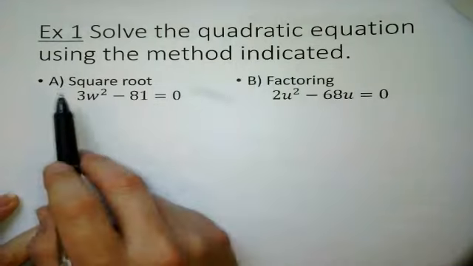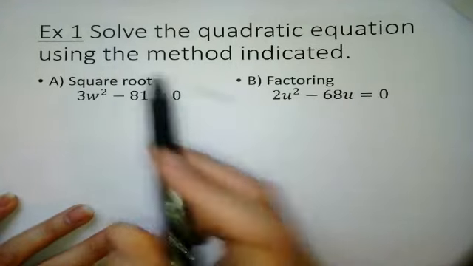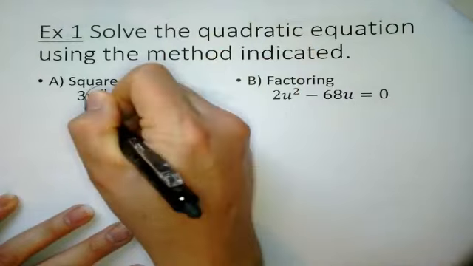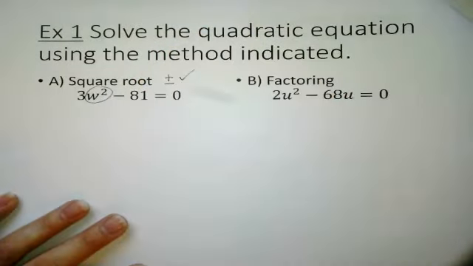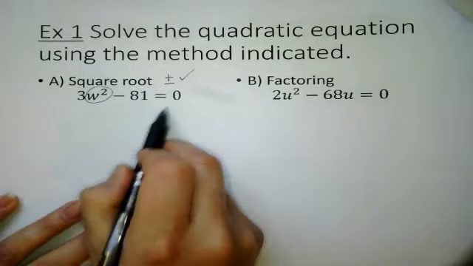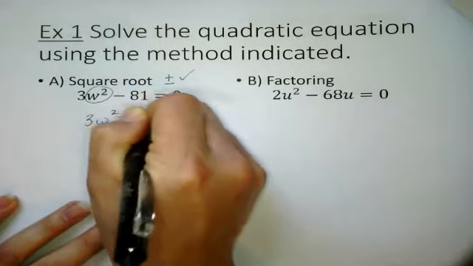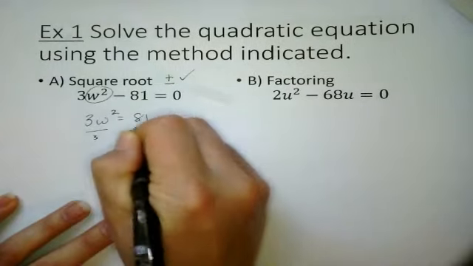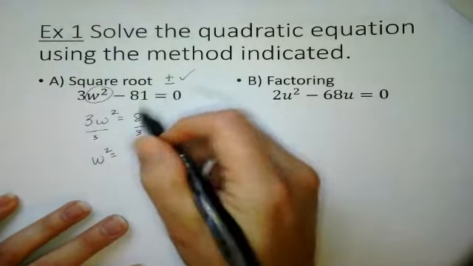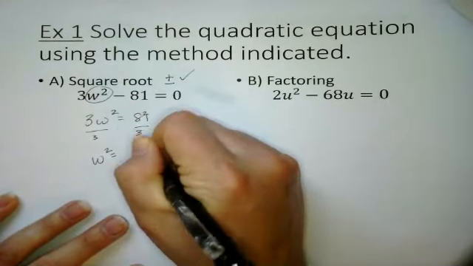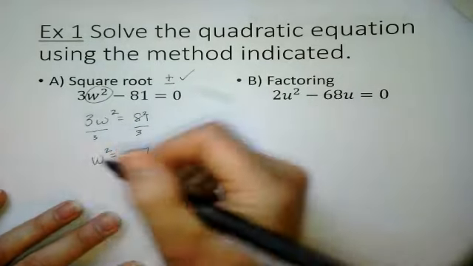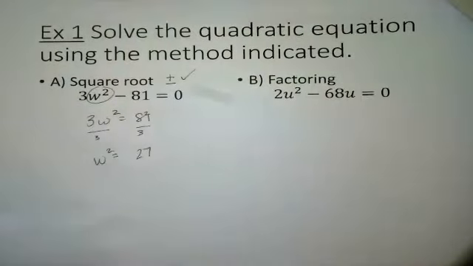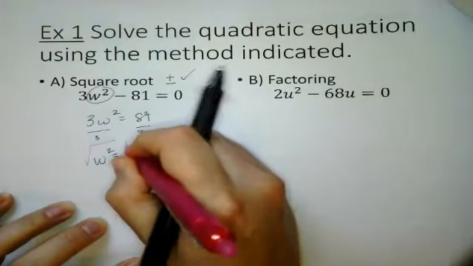Using the method indicated, so this is solving using the square root method. So whenever we're doing the square root method, our goal is to isolate whatever is being squared. And remember, don't forget the plus or minus, okay? So the first thing we want to do is move the 81. And then we're going to go ahead and divide by 3. 3 goes into 81 27 times. Okay. And then we need to square root both sides. And when I take a square root, I'm not going to forget the plus or minus.